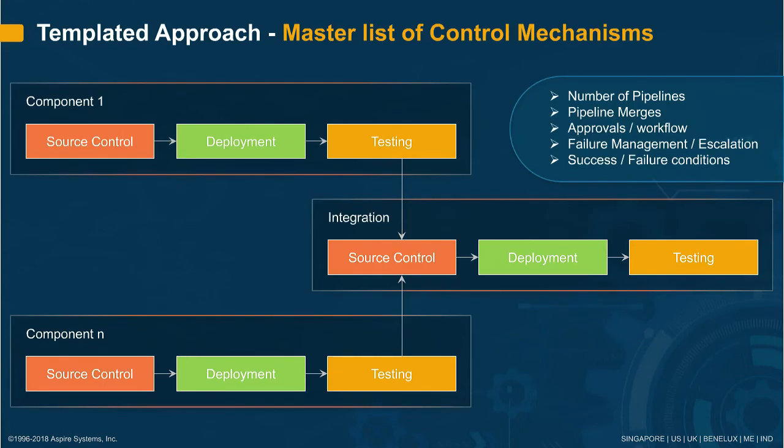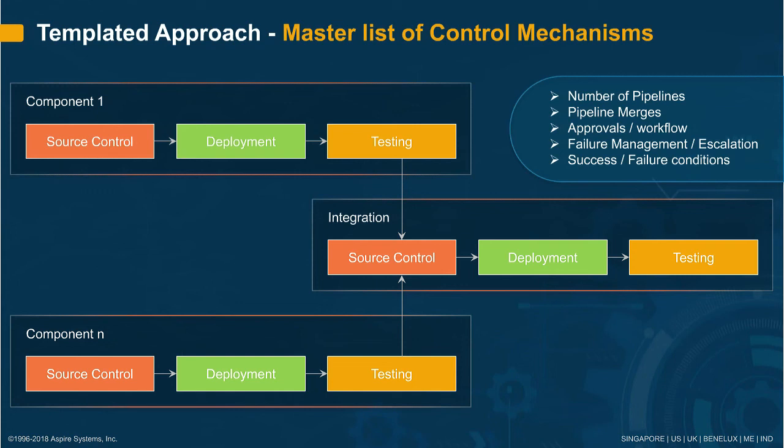Moving forward, finally, the list of control mechanisms, right? So what you see here is just a very crude display of how things could possibly be. You could have multiple pipelines for multiple components, and all these eventually combine into an integration pipeline and finally is released, right? So assuming the simplest scenario, we should look at these 5 control mechanisms.